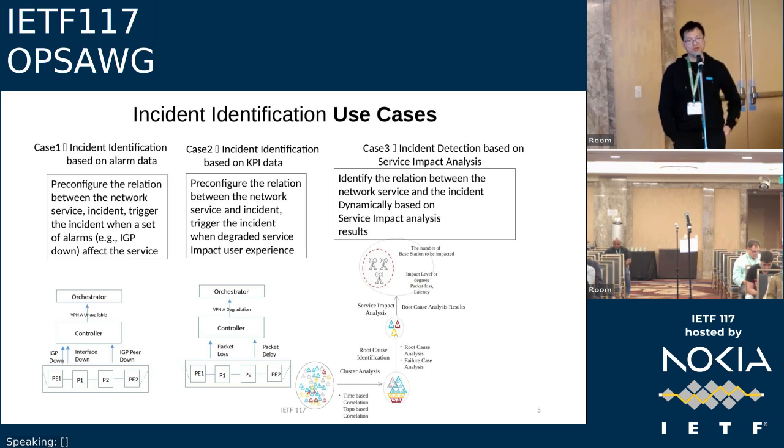So how to identify the incident? As we mentioned, this incident can be identified either based on the alarm data, or based on KPI data, or a combination of these different data. For example, for alarm data, you may receive interface down or BGP down. This may affect the service, so we will generate this incident. In other cases, KPIs like packet loss or delay really impact the user experience, and so this will generate the incident. In some other cases, we can use AI service impact analysis to detect this kind of incident. If we find some event or alarm really affects the service, we base on this to establish the mapping between the service and incident. Next.